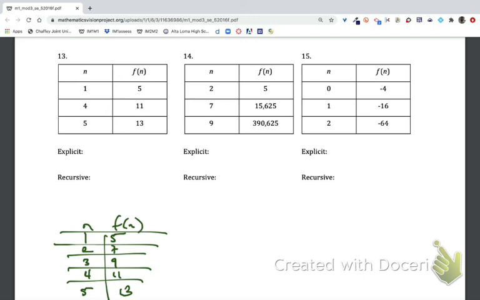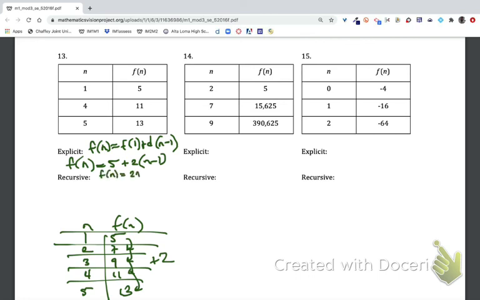So I know going up each next step, it's going to be adding 2. Our equation, when we know that it's arithmetic, will be f of n equals f of 1 plus your common difference times n minus 1. So our explicit equation for this problem, for number 13, would be 5 plus 2 times n minus 1. And as I've been mentioning, we need to make sure that we start simplifying these. So we would end up with f of n equals 2n plus 3.